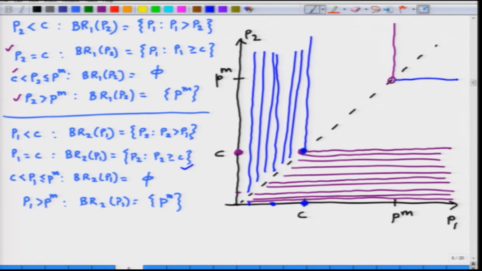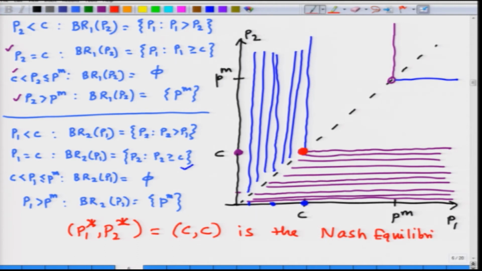Now notice the Nash equilibrium is where the two best response functions intersect. Where do the two best response functions intersect? The purple and the blue one, there is an intersection point where both of them overlap. So, P1 star, P2 star equal to C comma C is the Nash equilibrium. So, the surprising result is that when you have these two firms which are simultaneously choosing the prices, and their marginal cost is C, then the Bertrand Nash equilibrium price essentially is each firm charging a price which is equal to the marginal cost.